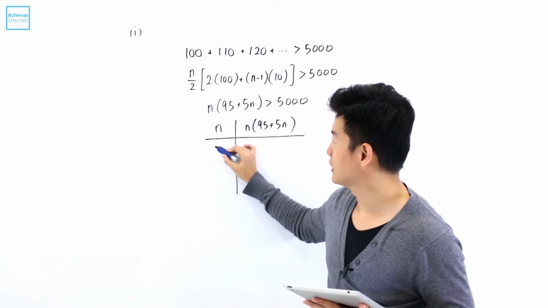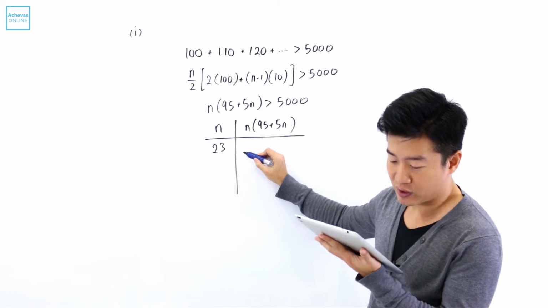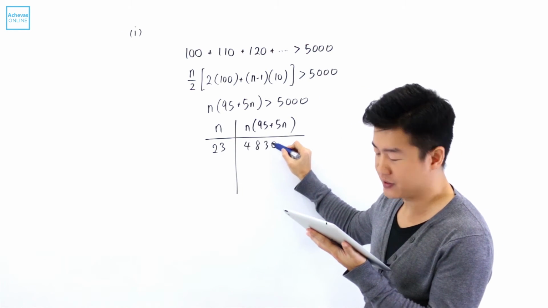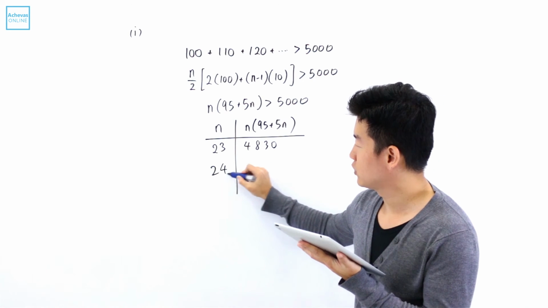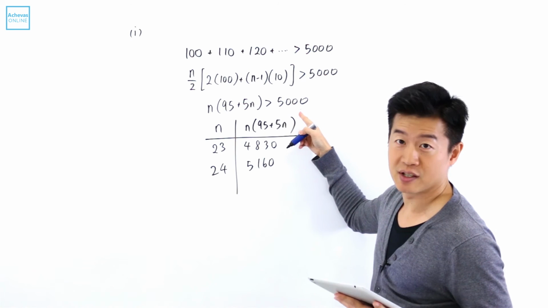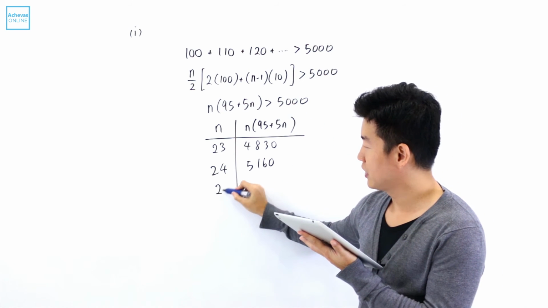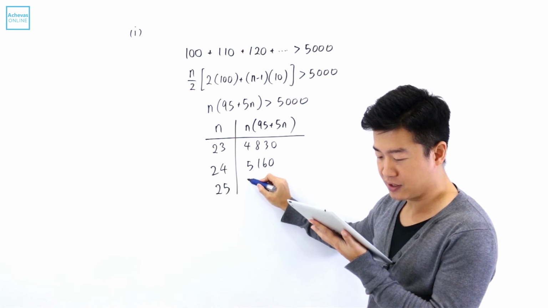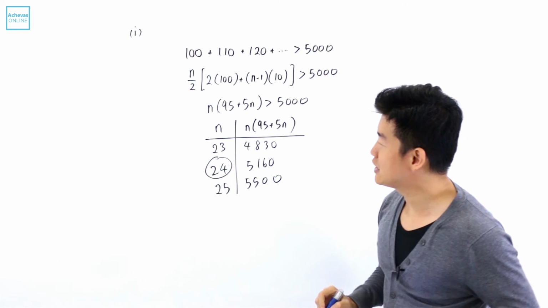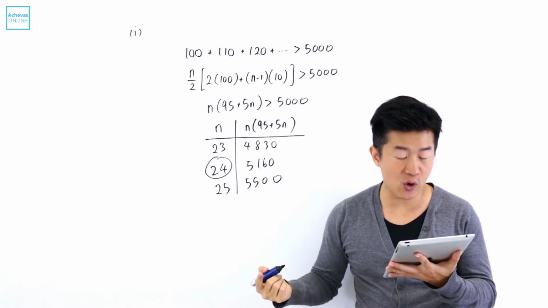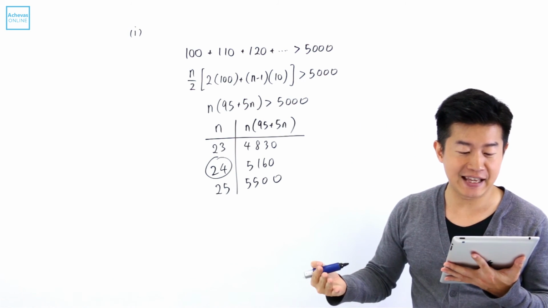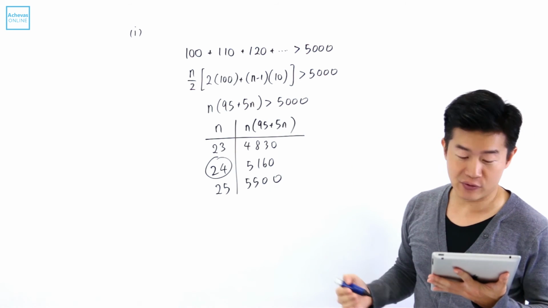If I scroll down the table, when n is equal to 23, it is 4830. When n is 24, this is 5160, which is bigger than 5,000. And when it is 25, this is going to be 5500. That is why the least possible n is 24, which means that 2 years later, the value of Mrs. A's account is going to be greater than 5,000.